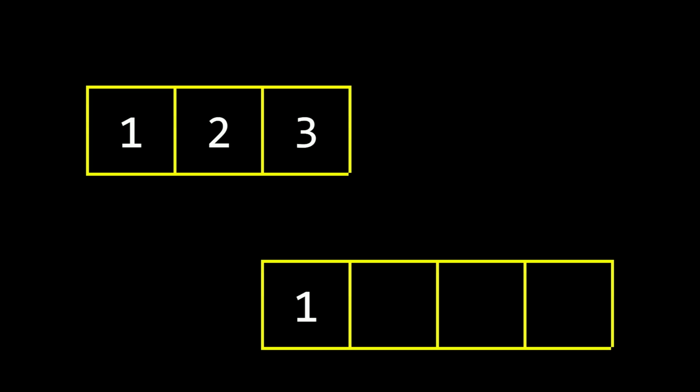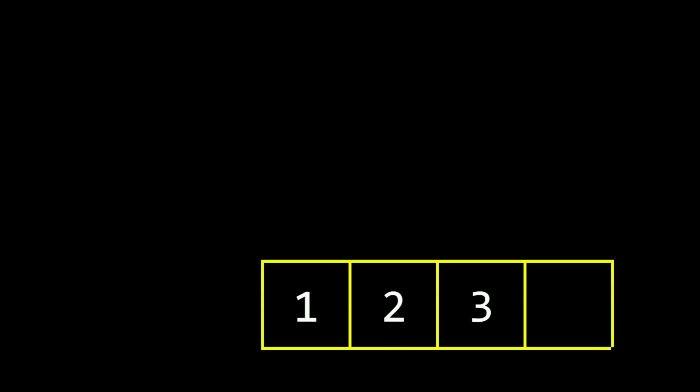So the 1 gets moved to the new memory, the 2 gets moved to the new memory, the 3 gets moved to the new memory, and then at that point, we can just throw away or free the previously used memory and now go ahead and add our 4. Unfortunately, this isn't necessarily the best strategy, right?